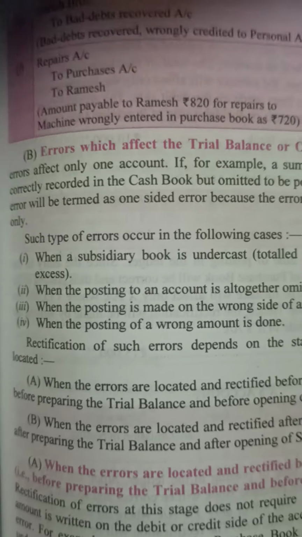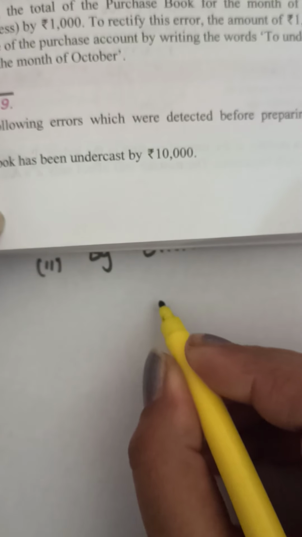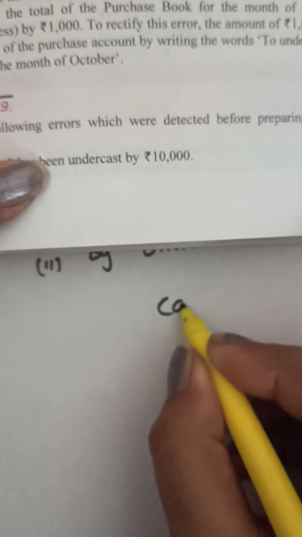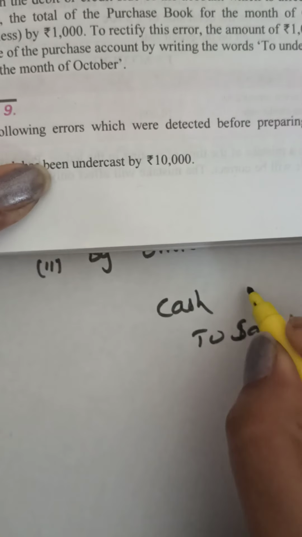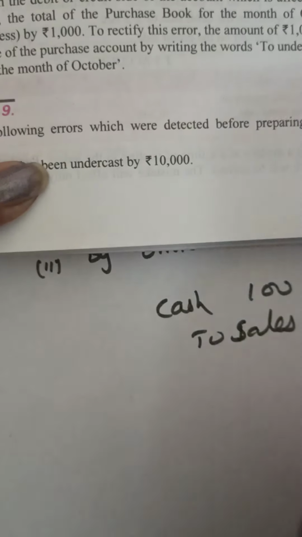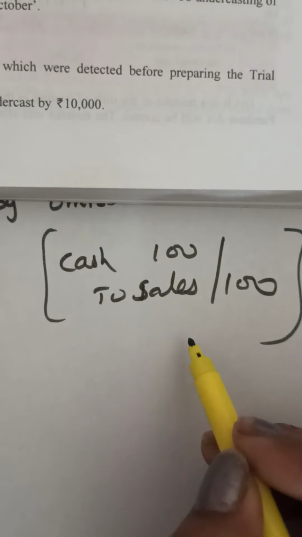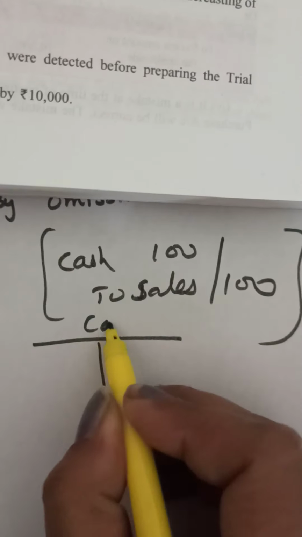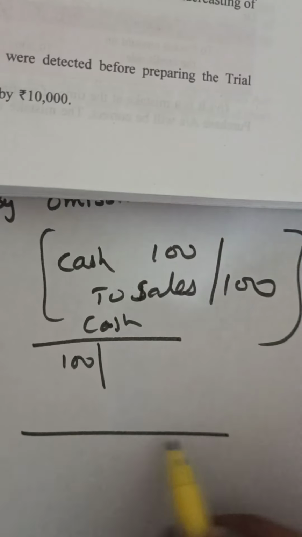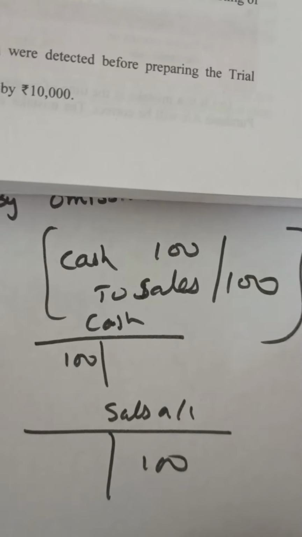one account. Suppose I say I sold goods to Mukesh for cash. So what is the entry? Cash to sales for rupees 100. This is the correct entry. From here I have to take it to the cash account, debit side, and sales account, credit side. This is the procedure of this entry.